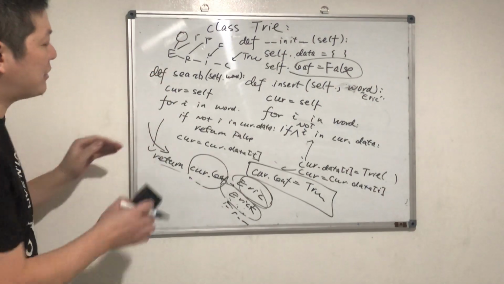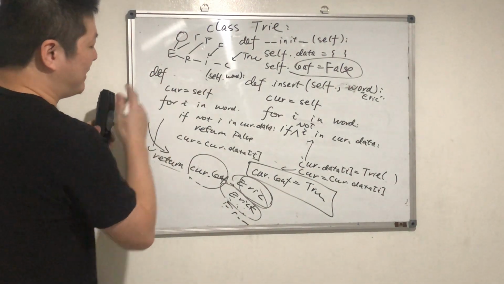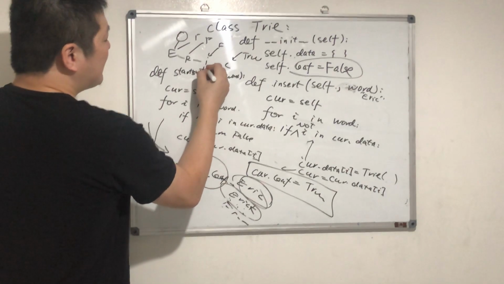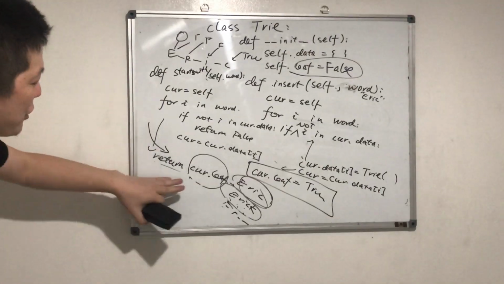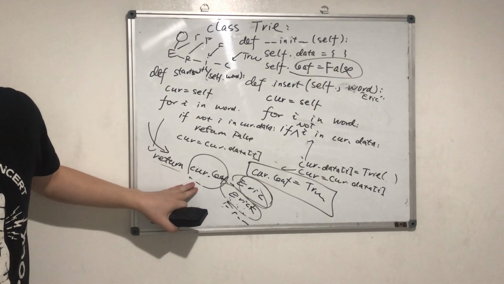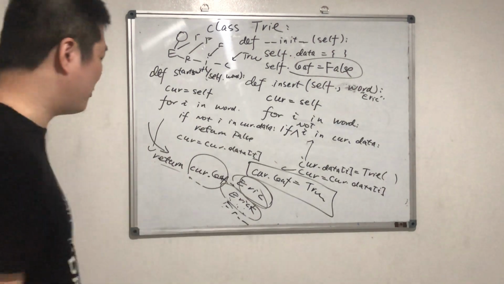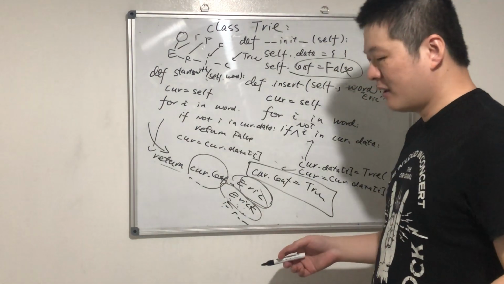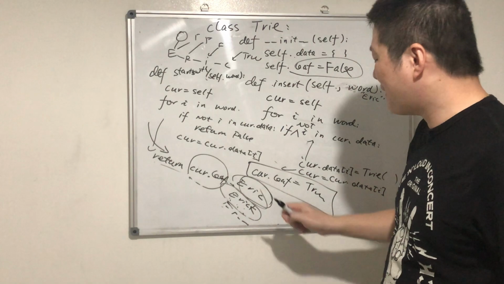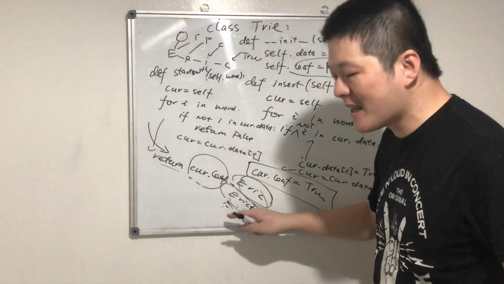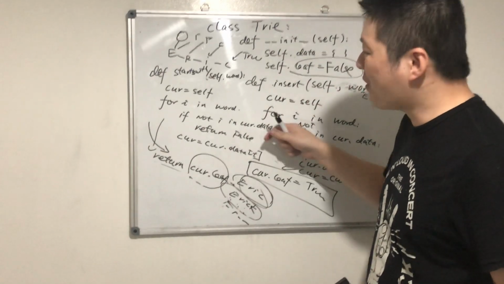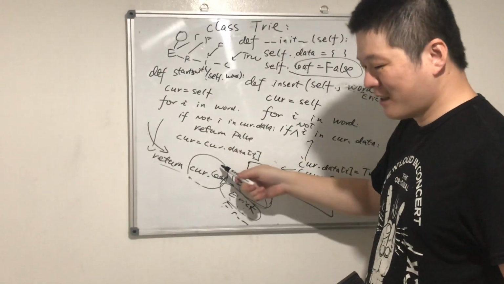Okay, so now we want to change this to startsWith. Okay, only starts with, it doesn't have to be the same as the whole word. So you can only change one thing here to implement startsWith. Do you understand? Yeah. So which line do you want to change? Starts with. So E-R-I-C, E-R-I-C-K, E-R-I-C-T, E-R-I-C also return true. So, where should I change?